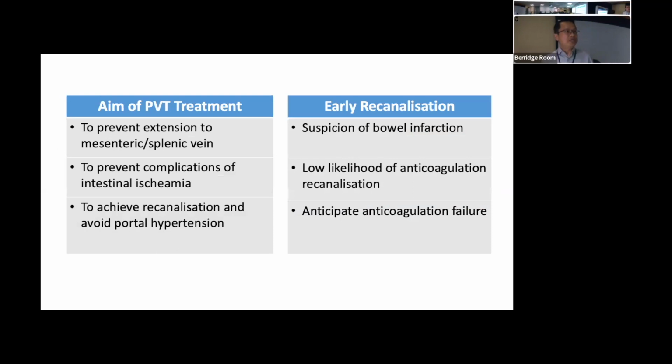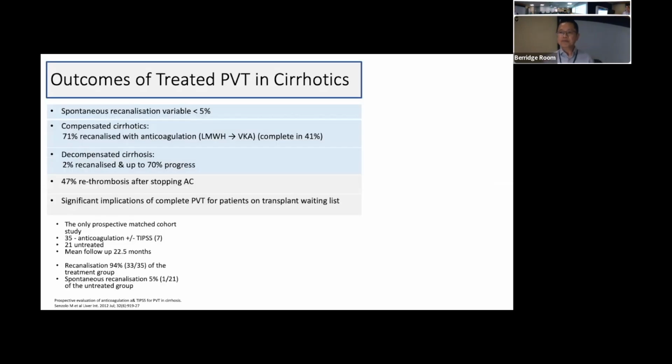So what do we do to deal with PVT? The aim, obviously, is to prevent the extension into mesenteric or splenic vein thrombosis, to prevent the complication of mesenteric ischemia, and hopefully to achieve adequate recanalization to prevent the complication of future portal hypertension. And when do we want to intervene early? If there is suspicion about ischemia, or if we expect a low likelihood of success with anticoagulation. I'm talking about cirrhotic patients now.